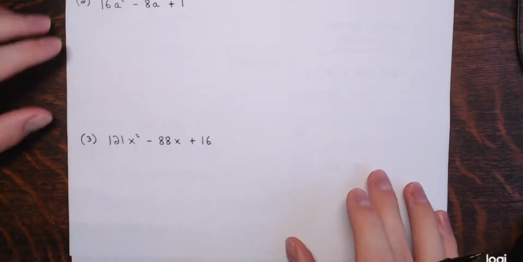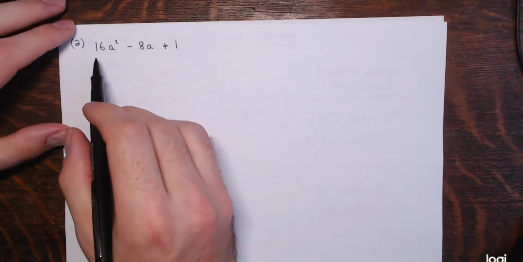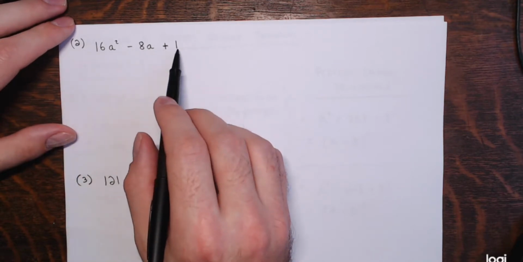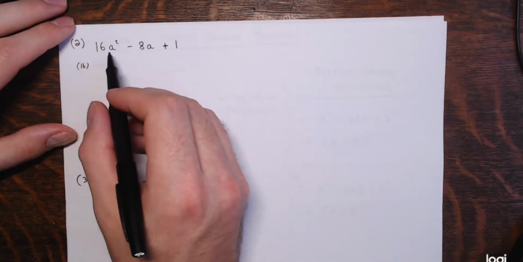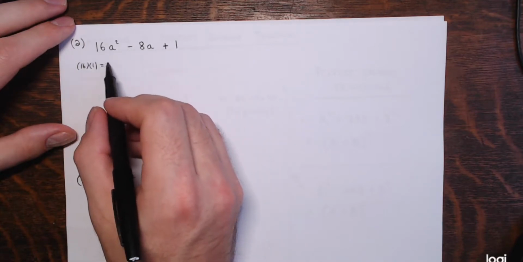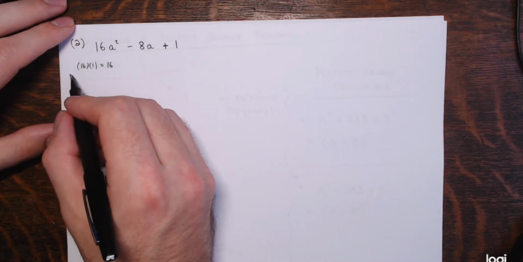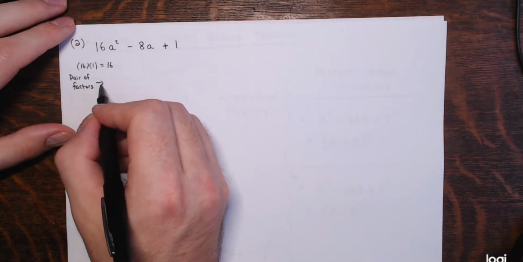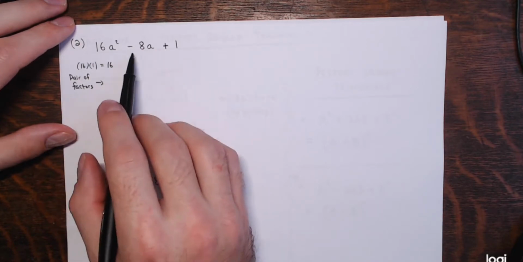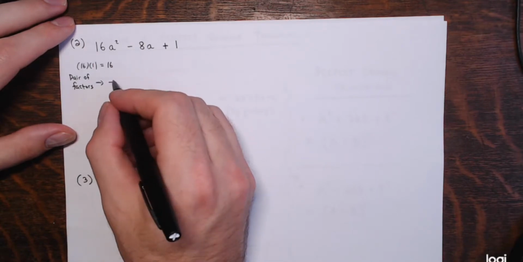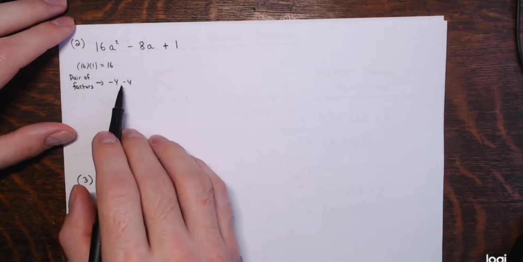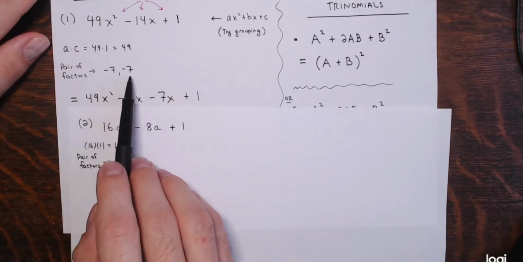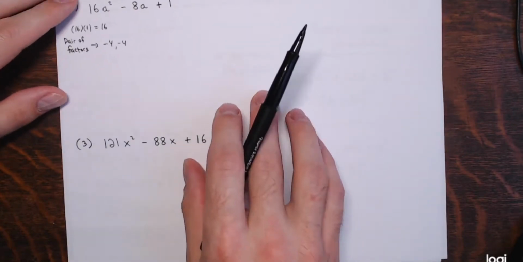All right, so number 2. Again, first I'll do it with the grouping method. We have 16a squared minus 8a plus 1. I take the lead coefficient times the constant: 16 times 1 is 16. Then I'm looking for a pair of factors of positive 16 that add up to -8. Those would be -4 and -4. You may have noticed this in number 1: if that pair of factors is the same factor twice, then you've got a perfect square trinomial. That's another way to tell.